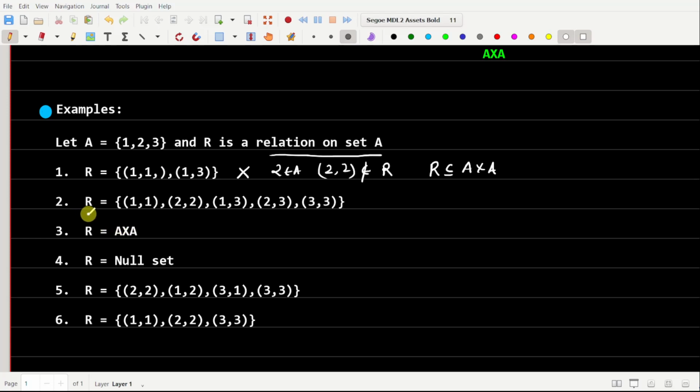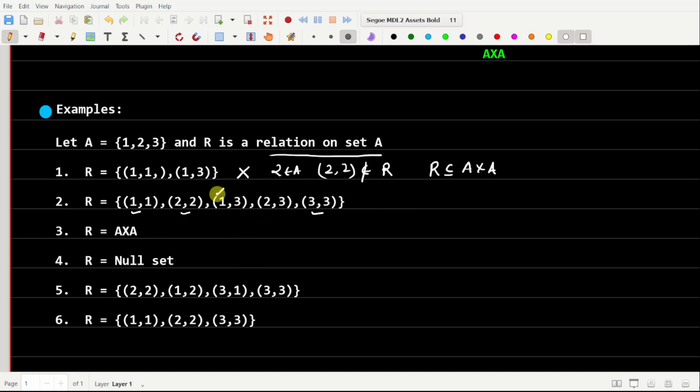Now we will come to the second question, in which the relation R is given as this, and then we have to find out whether this is reflexive or not. So first of all, 1, 2 and 3 belong to A. That means (1, 1) should belong to R. Yes, it is there. (2, 2) should belong to R, and we will search for (3, 3). Yes, (3, 3) also belongs to R.